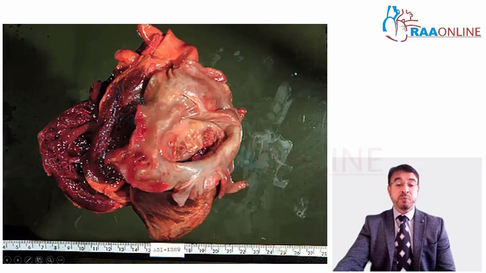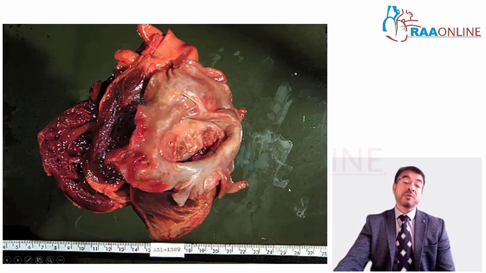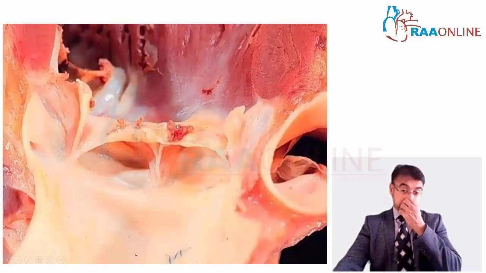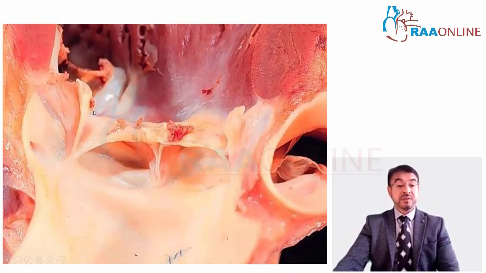The heart that has been opened along the atrium, you can see the mitral valve, and you can see that the valve is narrowed, and this is a fish mouth stenosis. It resembles a fish mouth. Now this is an aortic valve which shows vegetations.